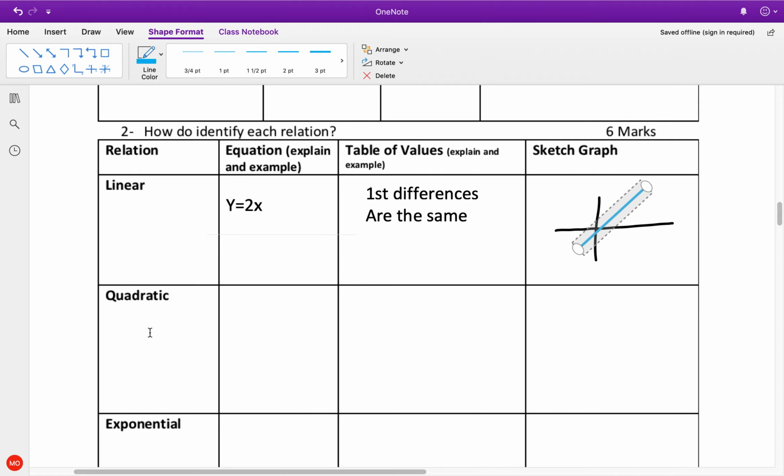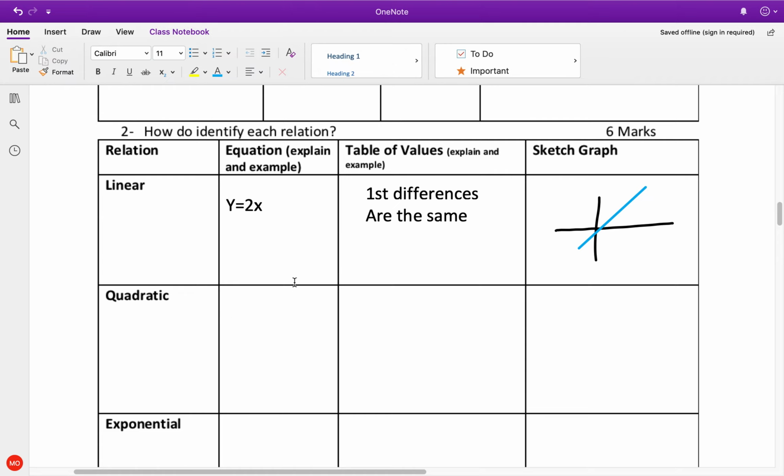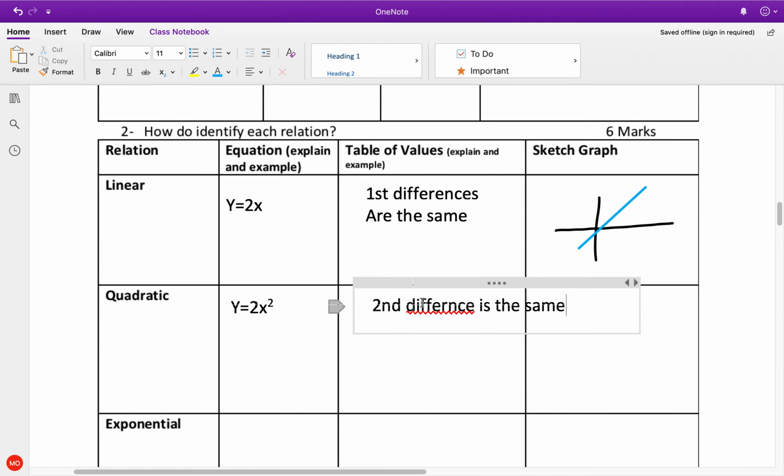As such. Good. Now, quadratic, we know that the exponent has to be a 2. Good. And then the second differences are the same in your quadratic equation. And then if I draw the graph here, it would look something like this.